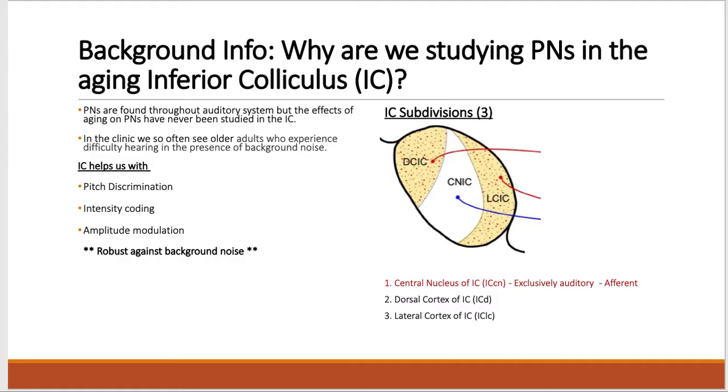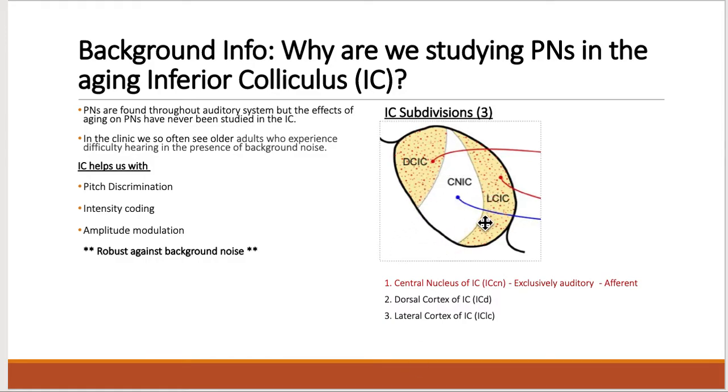The study is of interest to us as future audiologists and student clinicians because we often see elderly patients and older adults who struggle with hearing in the presence of background noise. And we know that the IC is a processing center in our auditory system that is robust against background noise. It helps us with pitch discrimination, intensity coding, and amplitude modulation to help us encode signals like speech. So we definitely want to know what's going on in there.